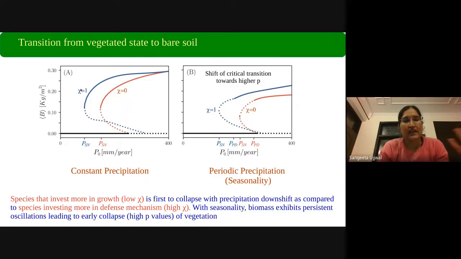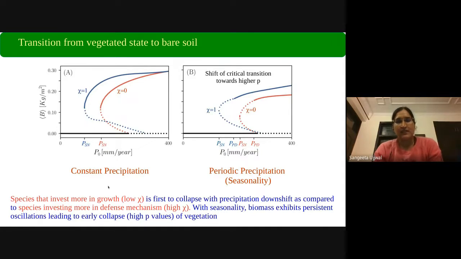Chi equals 1 species, just to recall, is the species that invests more in survival mechanism and less in growth. That is why it is able to maintain its biomass at lower values of precipitation. Whereas chi equals 0, because it invests more in growth and less in the survival mechanism, collapses early with respect to the biomass.